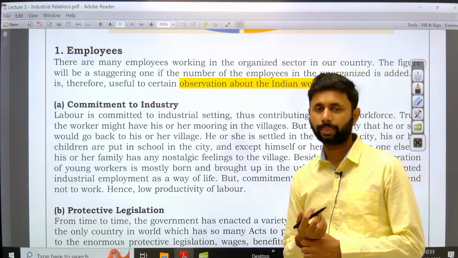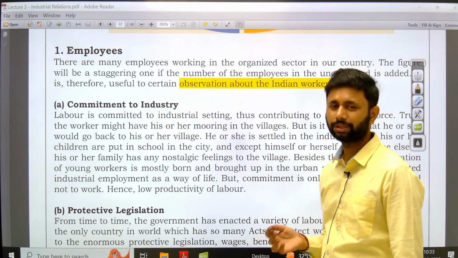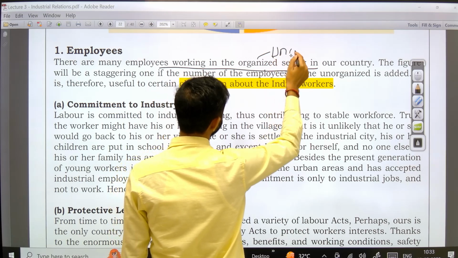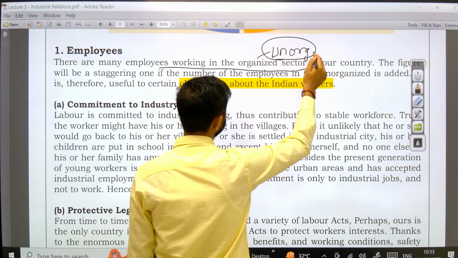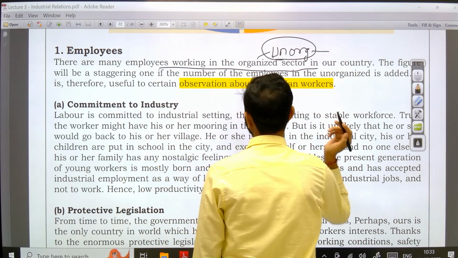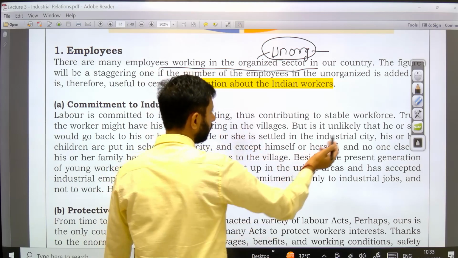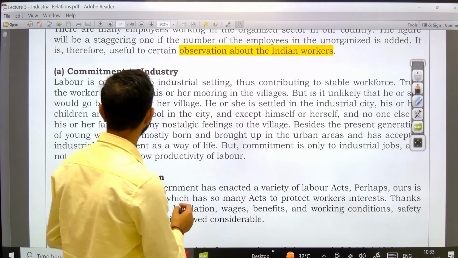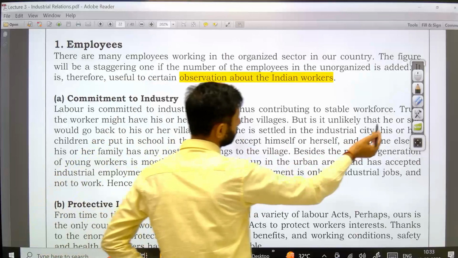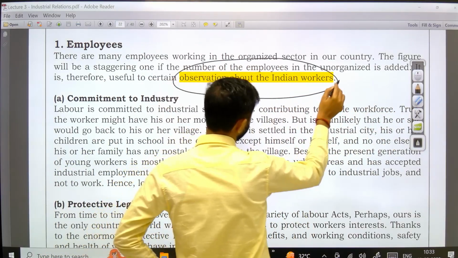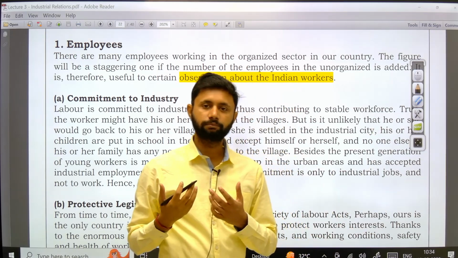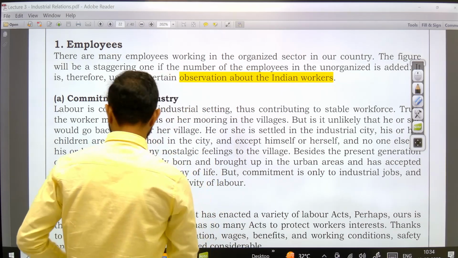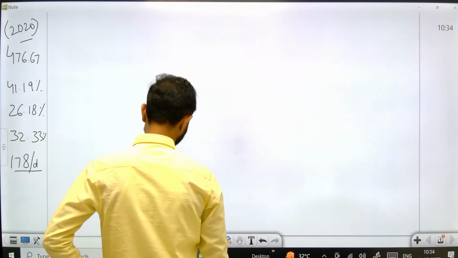Now we'll talk about employees. Employees, we all know, are the basic thing. Employees working in the organized sector of our country, and the unorganized sector also, because we have a very high unorganized sector where most of our workers are working. And right now the government is actually working to formalize the unorganized sector through various means. Okay. And we'll just talk about the observation of Indian workers. We'll get a glimpse just to understand in which sectors Indian workers are present and what the major sectors are. Okay.